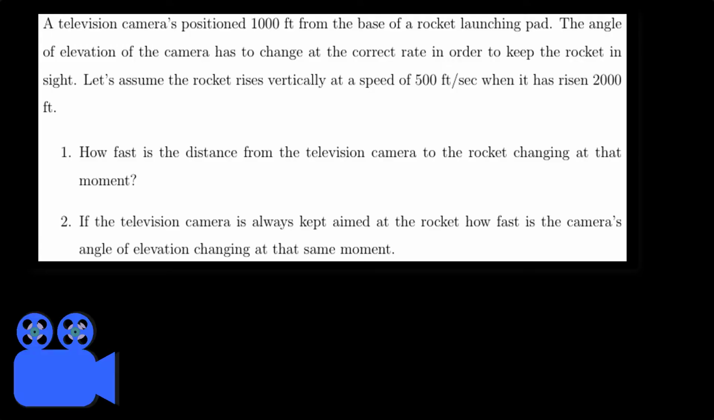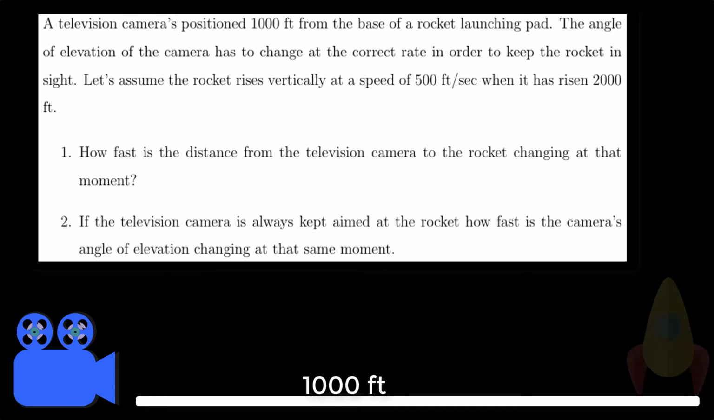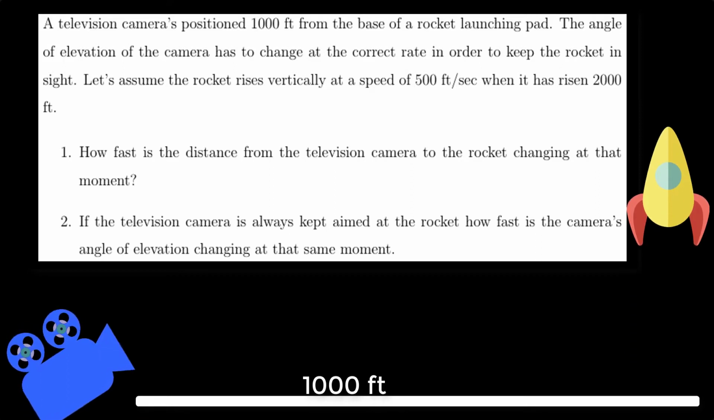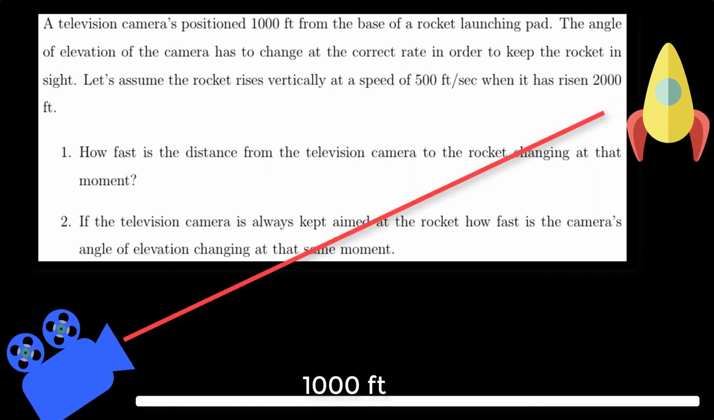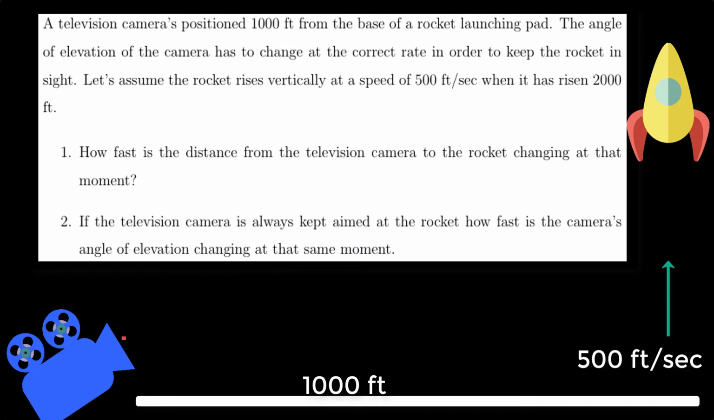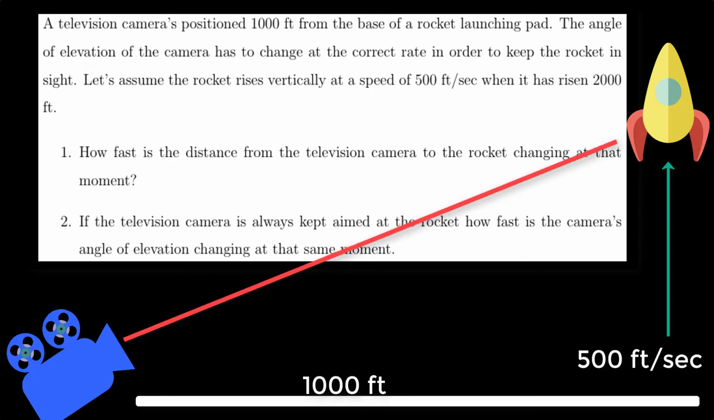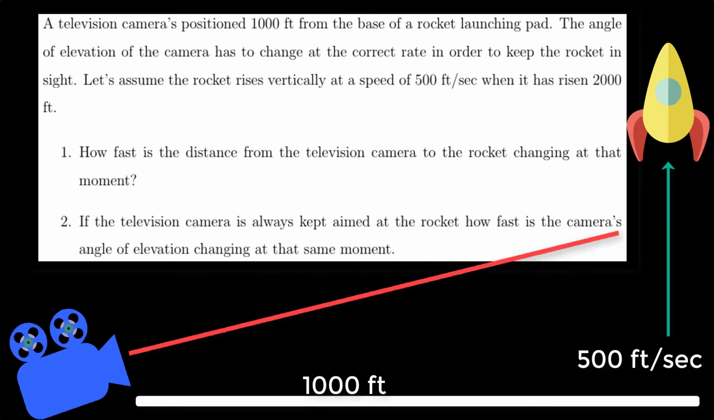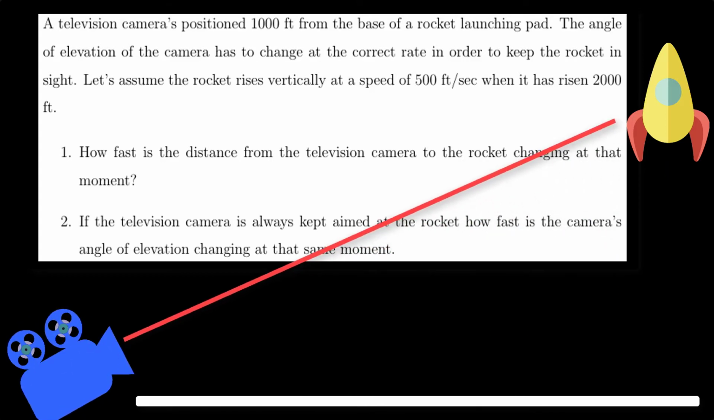A television camera is positioned 1,000 feet from the base of a rocket launching pad. The angle of elevation of the camera has to change at the correct time in order to keep the rocket ship in sight. Let's assume the rocket rises vertically at 500 feet per second when it has risen 2,000 feet. Now part A was how fast is the distance from the television camera to the rocket changing at that moment, and we have done that in part A of the rocket ship problem, so again, go check that out. Part B is if the television camera is always kept aimed at the rocket, how fast is the camera's angle of elevation changing at that moment.